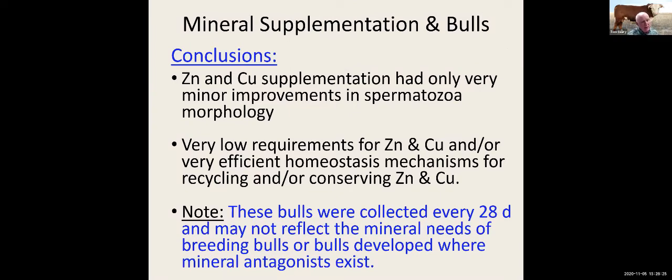And so I think that bulls have very low requirements for zinc and copper, and or they have very efficient homeostasis mechanisms for recycling and or conserving zinc and copper. One note I have to make, especially after seeing the previous two speakers' presentations, is that these were bulls collected every 28 days and may not reflect the mineral needs of bulls during a breeding season or bulls that are developed where mineral antagonists exist.